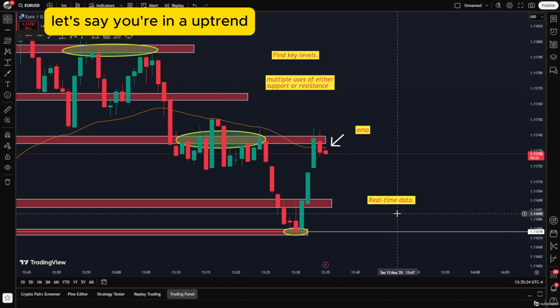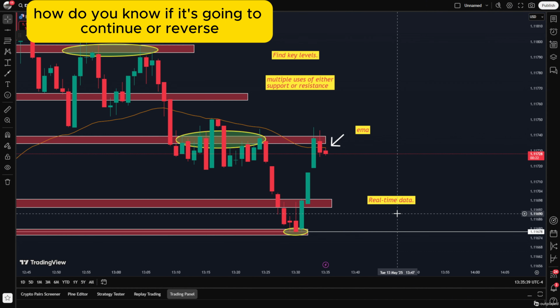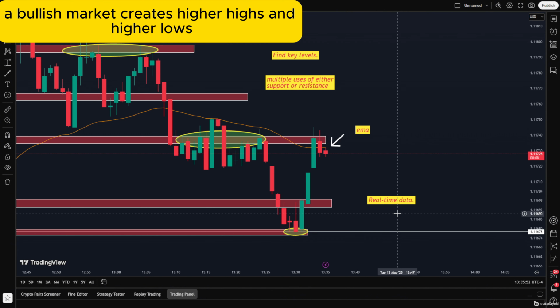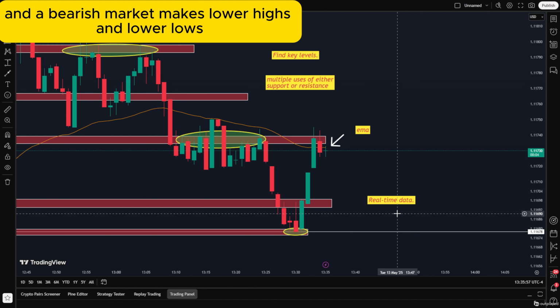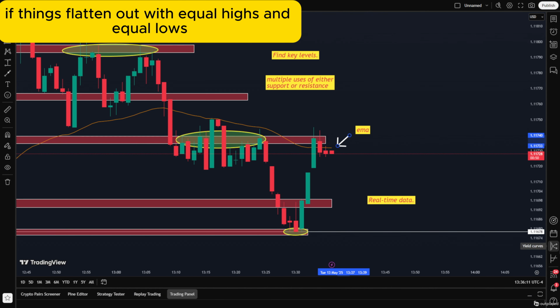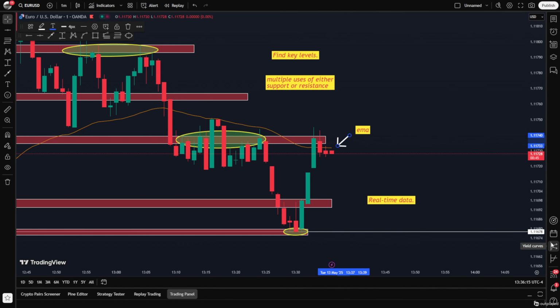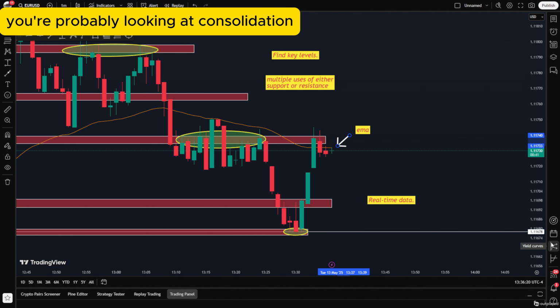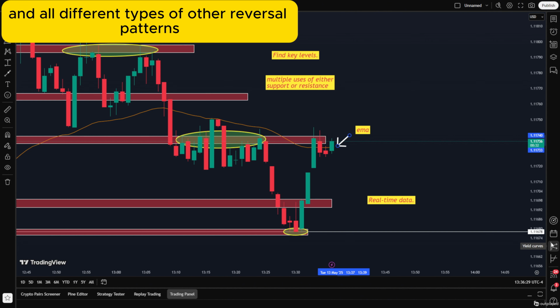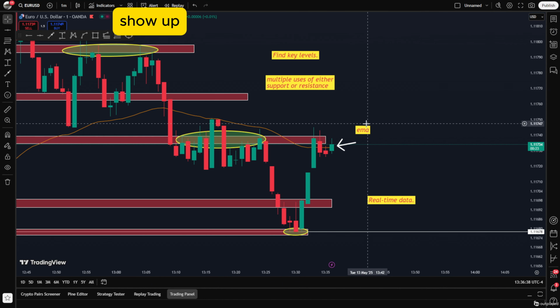Let's say you're in an uptrend. How do you know if it's going to continue or reverse? You got to look at the sequence of highs and lows. A bullish market creates higher highs and higher lows, and a bearish market makes lower highs and lower lows. If things flatten out with equal highs and equal lows, you're probably looking at consolidation. That's where the patterns like flags, triangles, and all different types of other reversal patterns show up.